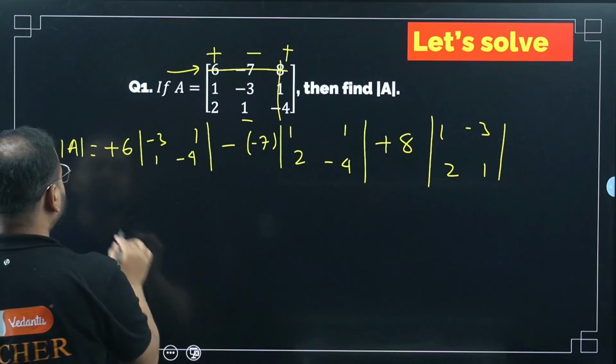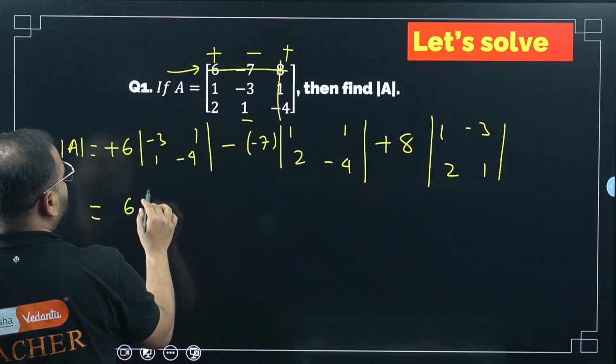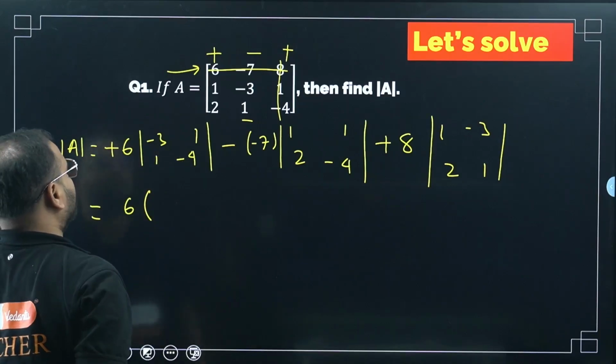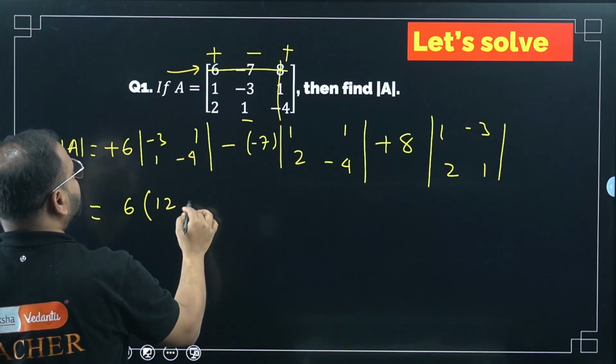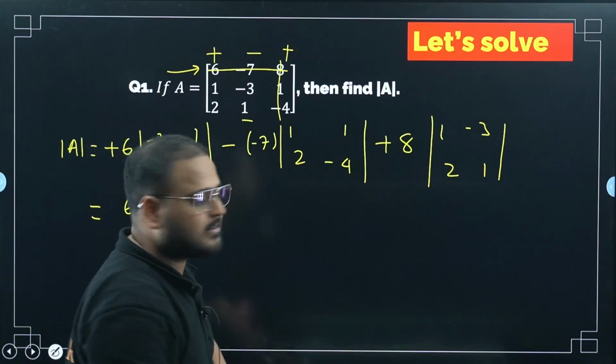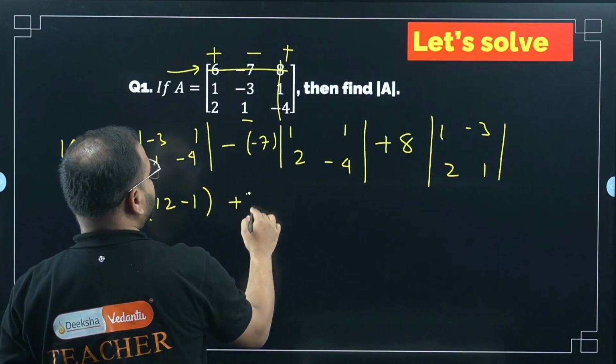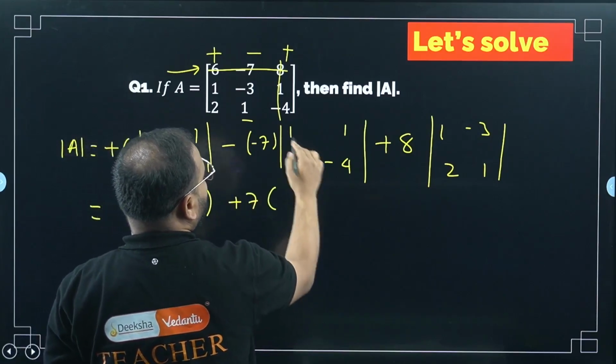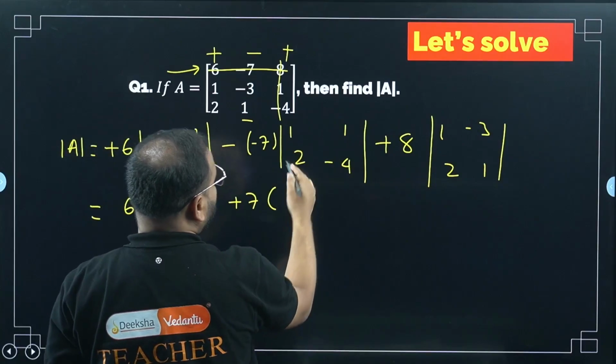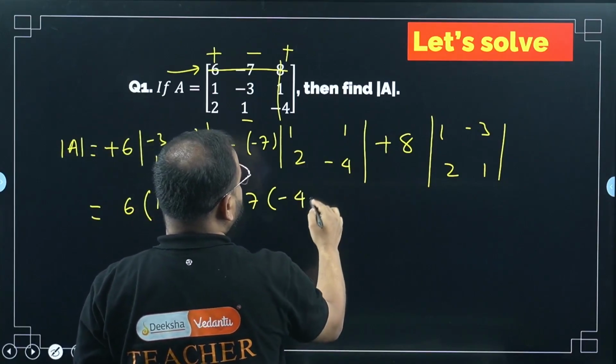Okay, simplify this, please. 6 times what is this going to be? Minus 3 times minus 4, so plus 12. 1 times 1, so minus 1. Correct. Plus 12 minus 1. For this minus, so plus 7. Now consider this: 1 minus 4. So 1 into minus 4 is minus 4 and minus 2.